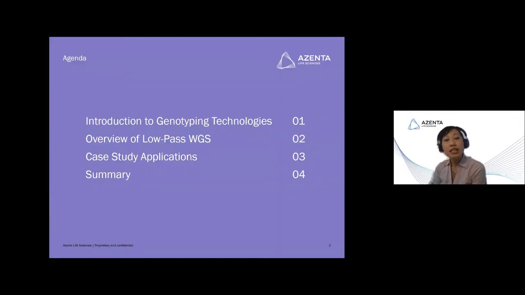So first, I'll provide some background into different genotyping technologies that have been used over the last decade or so. Then I'll introduce low-pass whole genome sequencing and evaluate when to use it compared to traditional methods. And then I'll do a brief overview of some published applications over the last year.